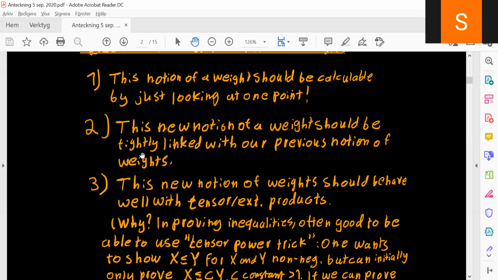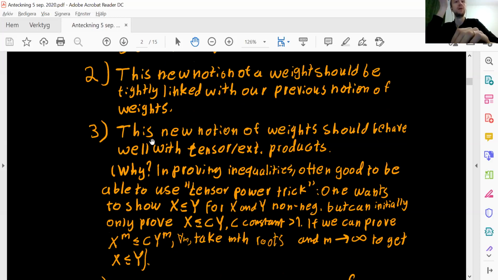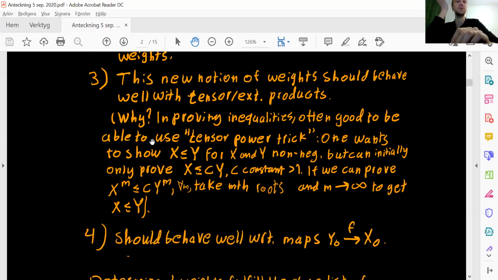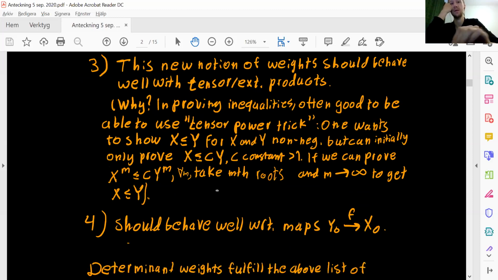By calculable by just one point, you mean like independent of the point you choose, or that there is a specific point such that it is calculable from it? I want this to be, you should be able to calculate for any point you give me. So I mean, it should be independent and it should be able to be calculated from one point. Okay. And I also want it to be linked with the previous notion of weights, and it should behave well with tensors and exterior products, and should behave well with respect to maps between schemes.